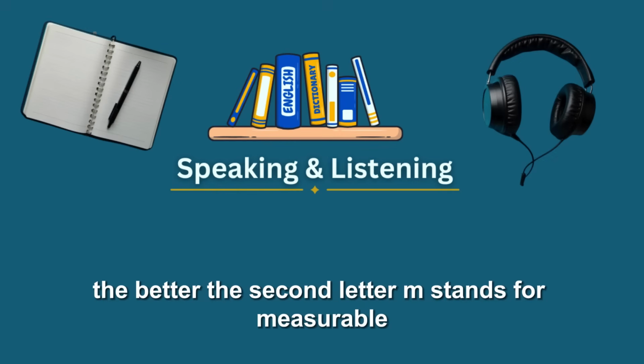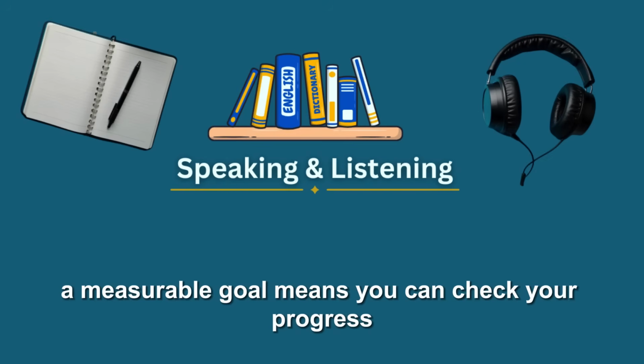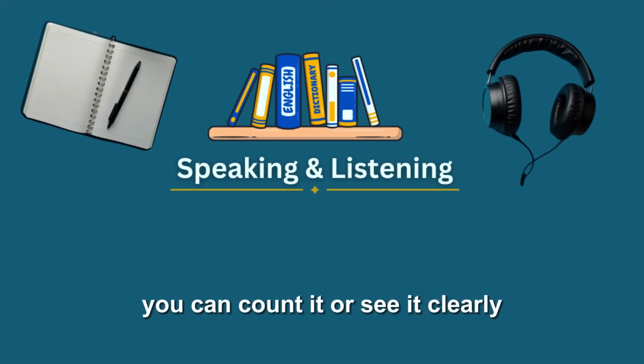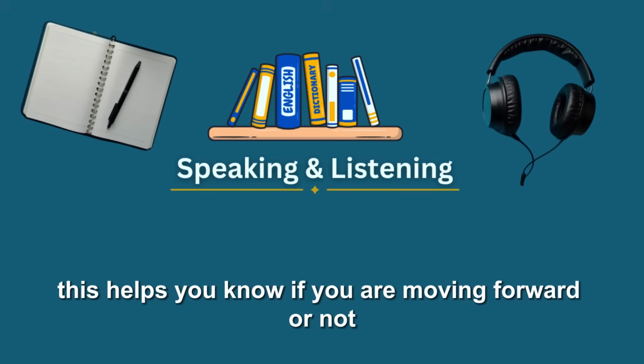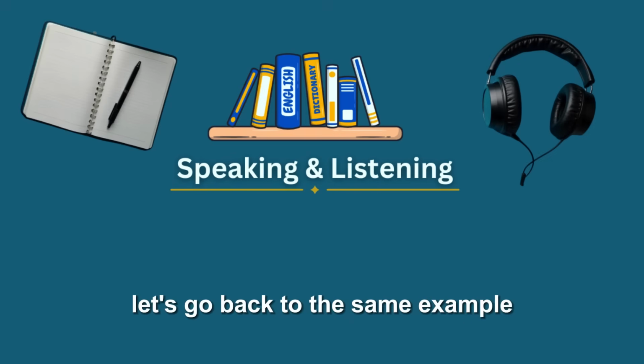The second letter M stands for measurable. A measurable goal means you can check your progress. You can count it or see it clearly. This helps you know if you are moving forward or not. Let's go back to the same example.